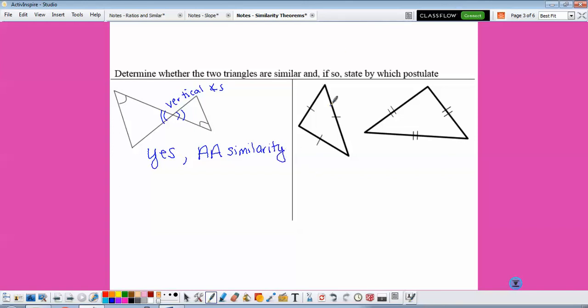Here, since all the sides in this triangle are congruent to each other, and all the sides in this triangle are congruent to each other, we know the ratios will be the same. So yes, by side-side-side similarity. And the reason we have to write similarity at the end of these is because we also had our congruence postulates.